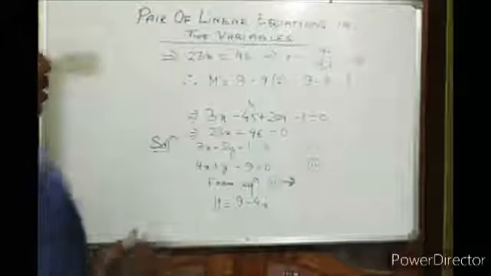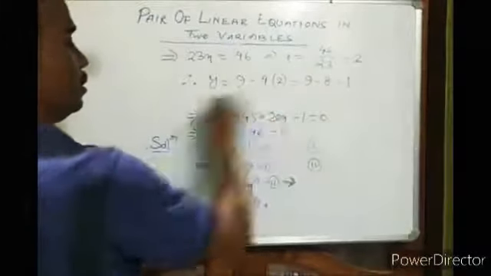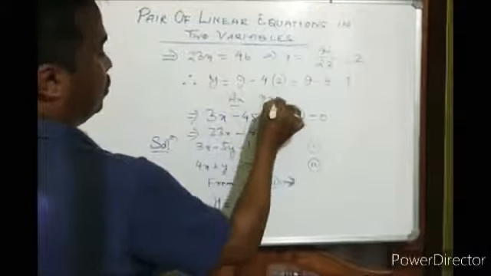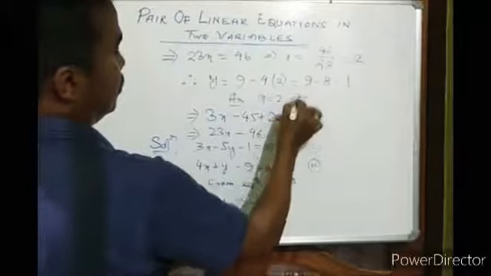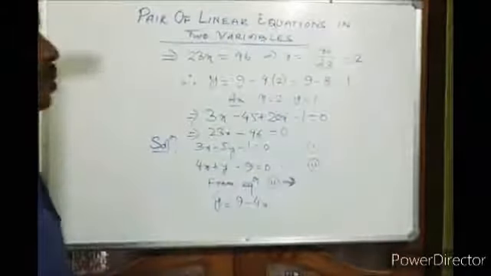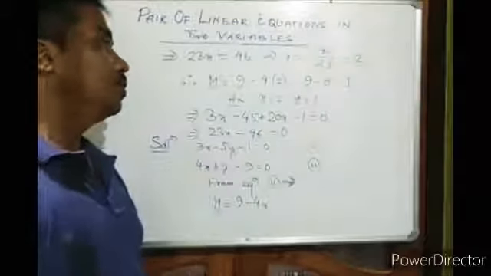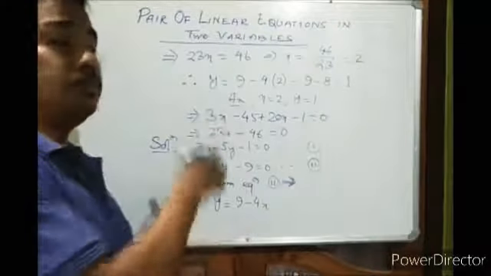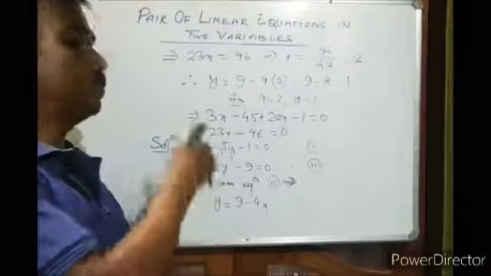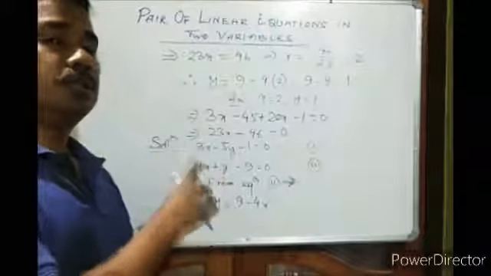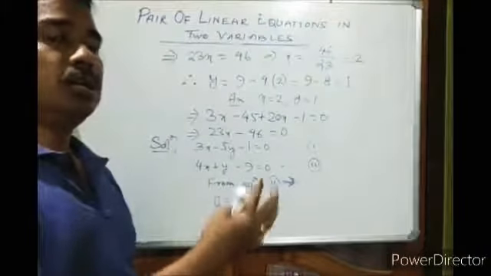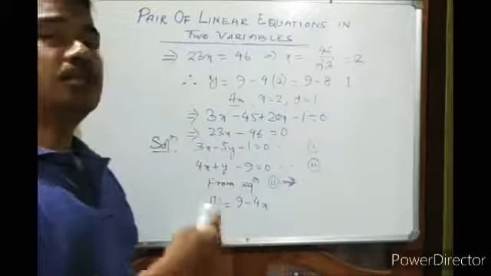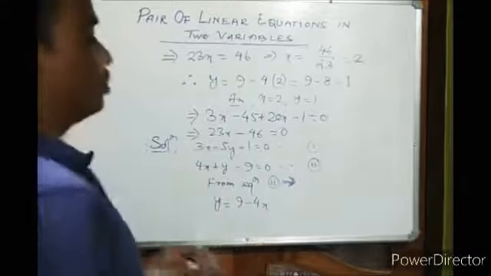So the values of x and y we have got are 2 and 1. So the answer: x equal to 2, y is equal to 1. This is the method for solving a pair of linear equations in two variables by the algebraic method. In that, the algebraic method is the substitution method. There are more methods. Another is the elimination method, and another is the cross multiplication method.